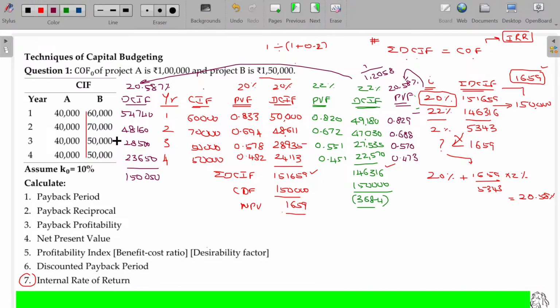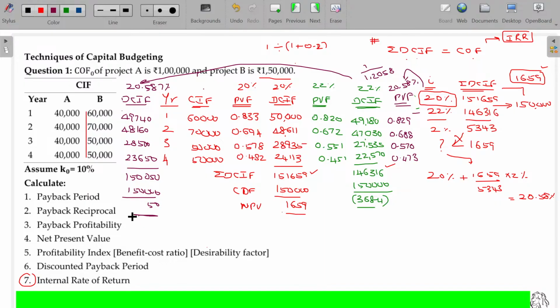Wait. This answer is wrong. 60,000 into 0.829, okay, 49,740. Am I right? Then the total is 1,50,000, with a 50 rupees difference. Okay, so there is a 50 rupees difference.